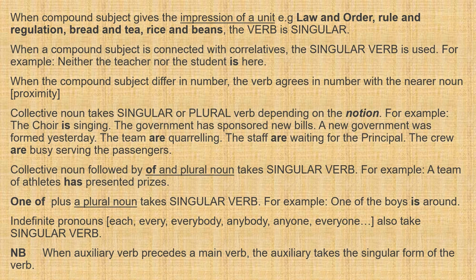One of plus a plural noun takes a singular verb. For example, one of the boys is round. Indefinite pronouns, each, every, everybody, anybody, anyone, everyone, and so on, also take a singular verb. Please note, when an auxiliary verb precedes a main verb, the auxiliary takes the singular form of the verb. When you use the auxiliary form of the verb, and then after you use the main verb, the auxiliary verb must take the singular form. Thank you.